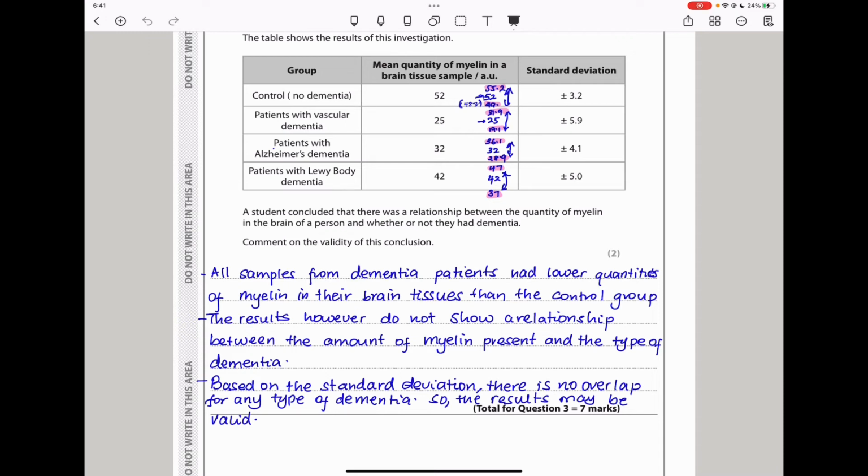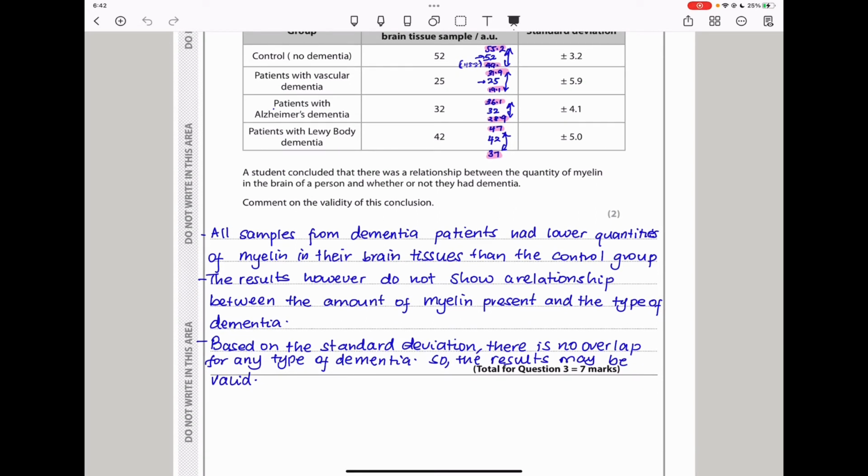So I went on to say that the results, however, do not show a relationship between the amount of myelin present and the type of dementia. Based on the standard deviation, there is no overlap for any type of dementia, so the results may be valid. Based on this, you can see I tried to put the highest and the lowest, and there was no overlap, so I said, because of this, the result from this experiment could be valid or believable because values for different groups did not overlap. So this brings us to the end of question 3. Let us continue to question 4.